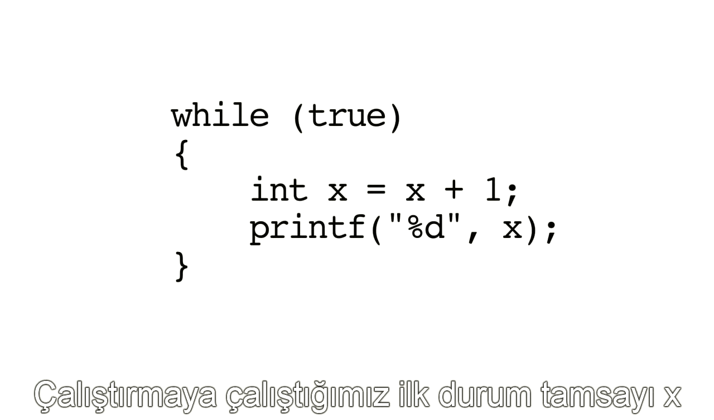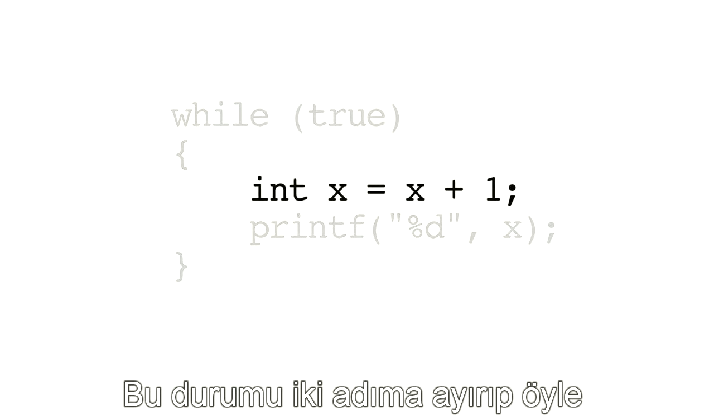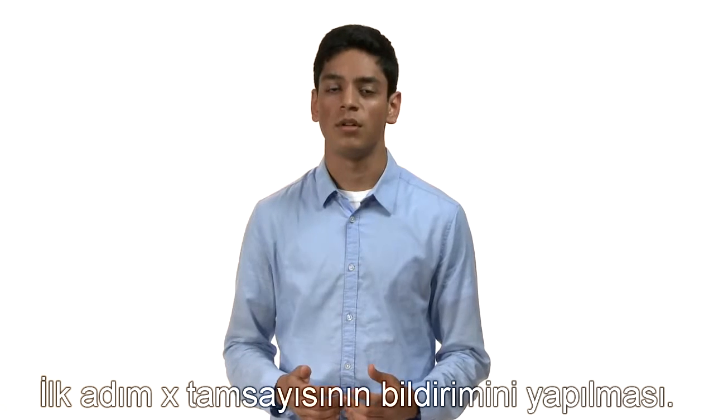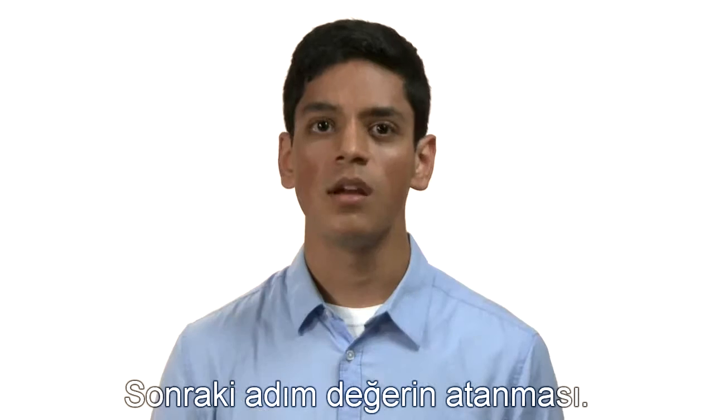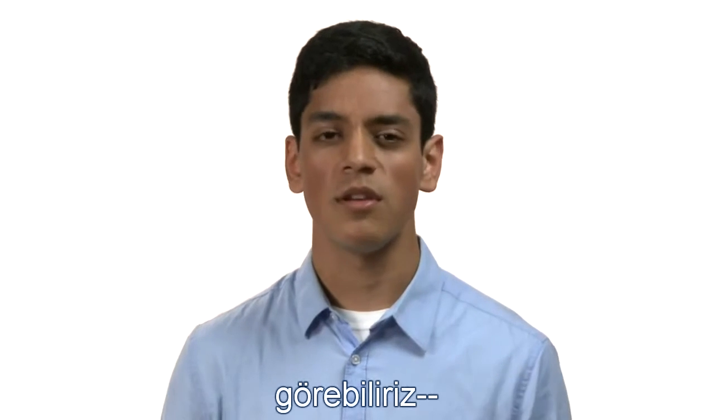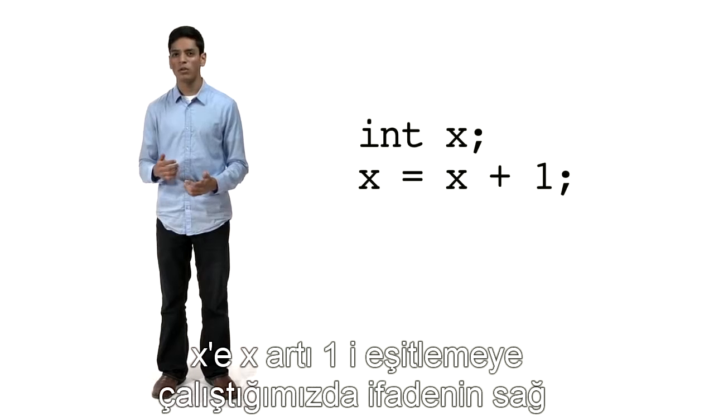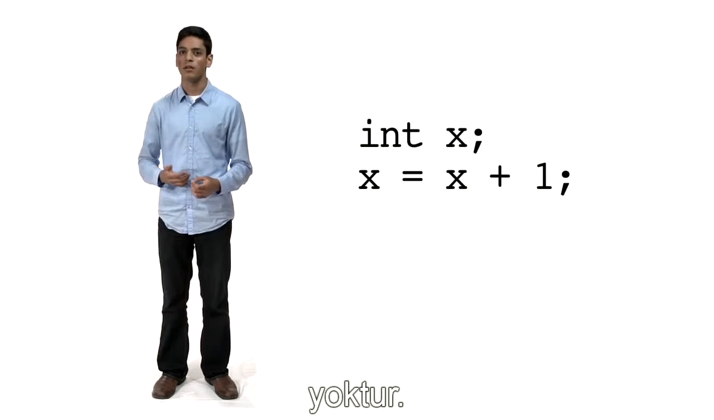The first statement we're trying to execute is int x equals x plus 1. Let's break this statement into the two steps that are actually happening. The first step is declaring the variable, the integer x. The next step is assigning its value. Writing the two steps separately, we can see what the issue is. Int x and x equals x plus 1. When we try to assign x to the value x plus 1, the variable x on the right-hand side of the assignment doesn't even have a value yet.